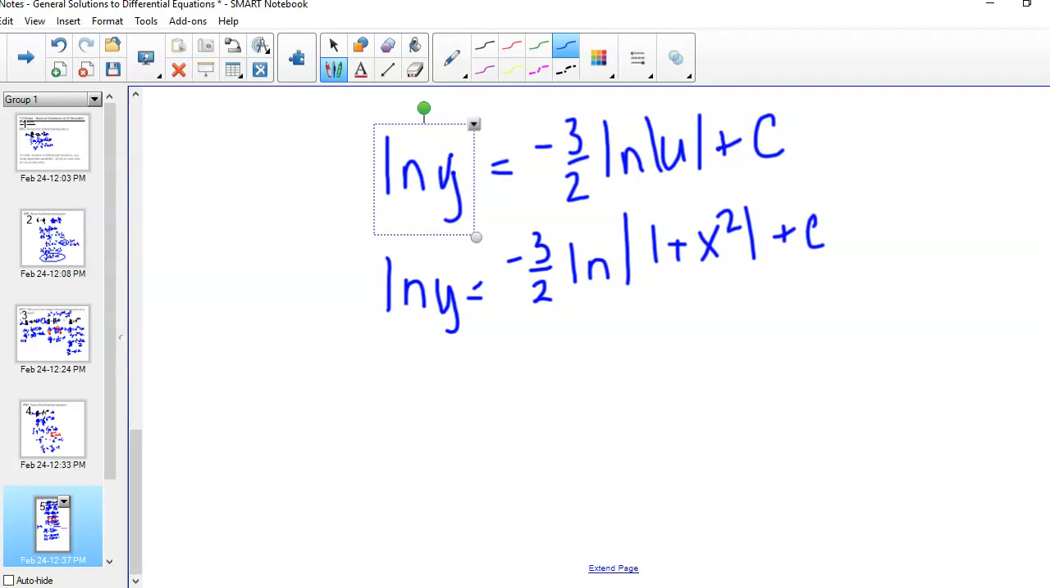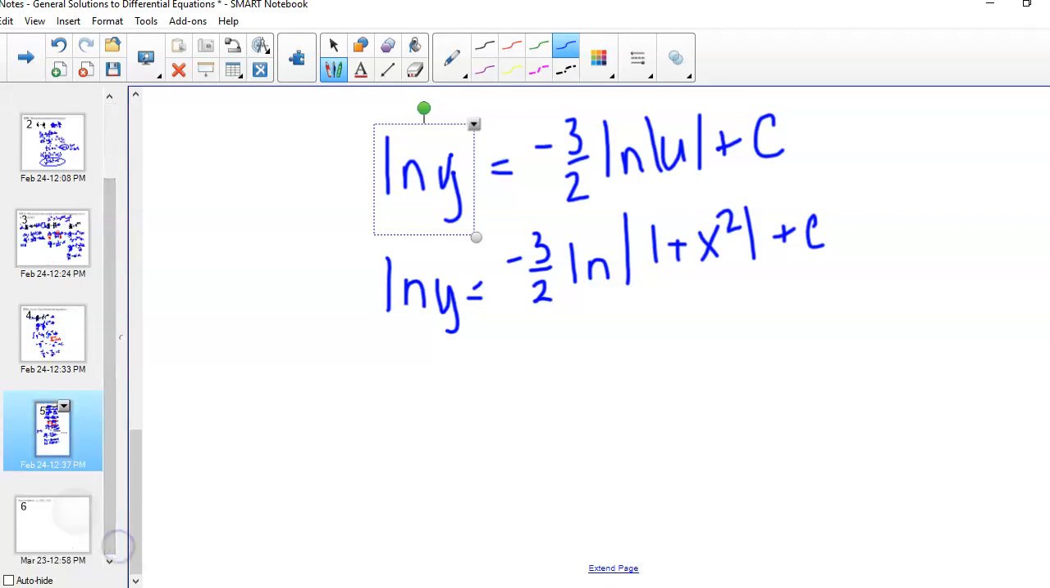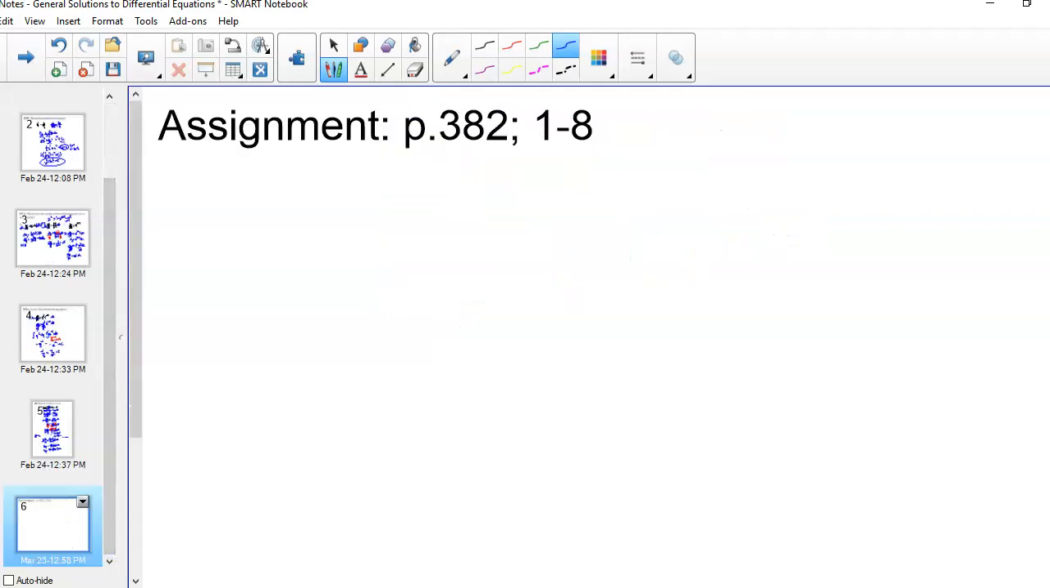So those are our examples that we're going to look at. Your assignment is going to come from the textbook. We will be looking at page 382, numbers 1 through 8, and I will post a picture of numbers 1 through 8 on Canvas. Since it is a bookwork assignment, I want you to work it out on notebook paper, then take a picture of your assignment and email it to me. That's how I'll give you credit for the assignment.